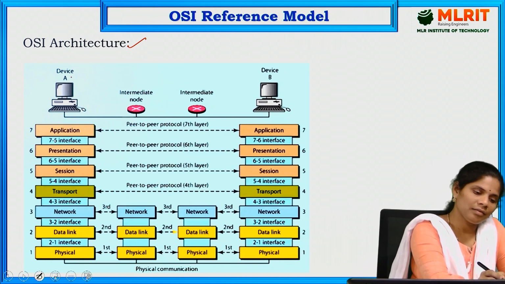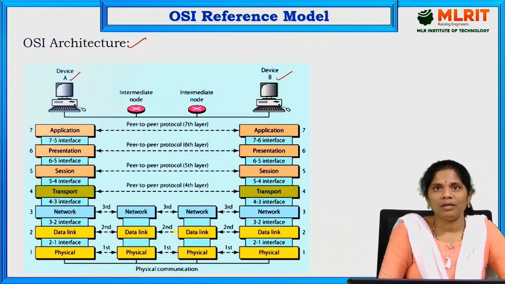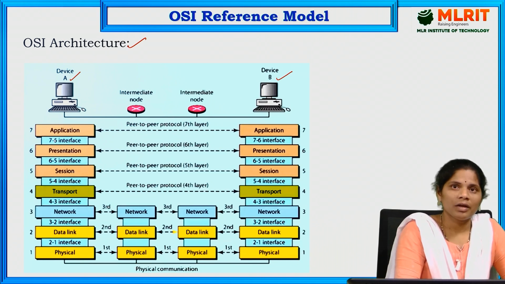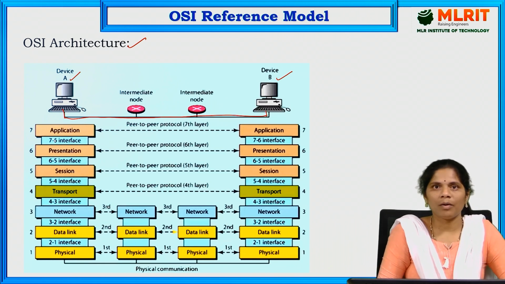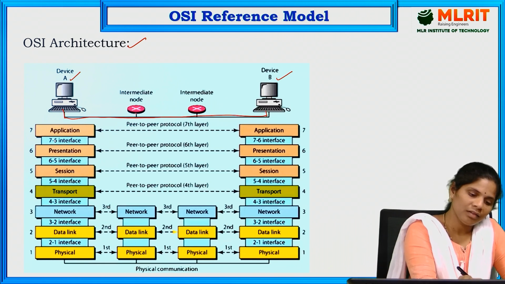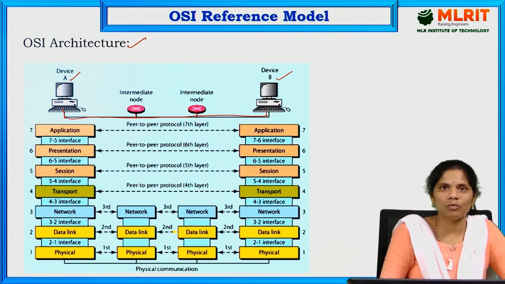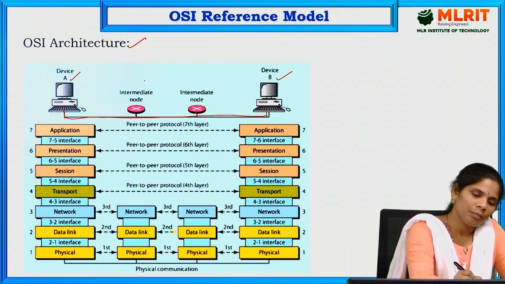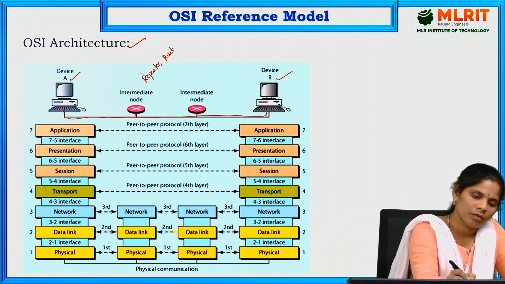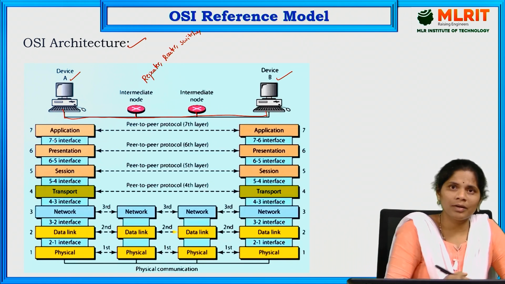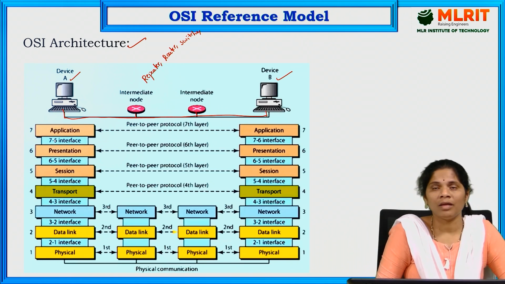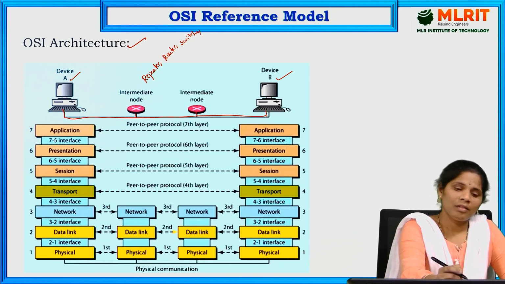So, consider this is device A and this is device B. These two devices are going to communicate with each other through a physical medium. In between, along this physical medium, there are also some intermediate nodes. These intermediate nodes may be a repeater, router, or switches. All these devices are called intermediate nodes. Between the two devices connected through the physical medium, there are intermediate nodes also.